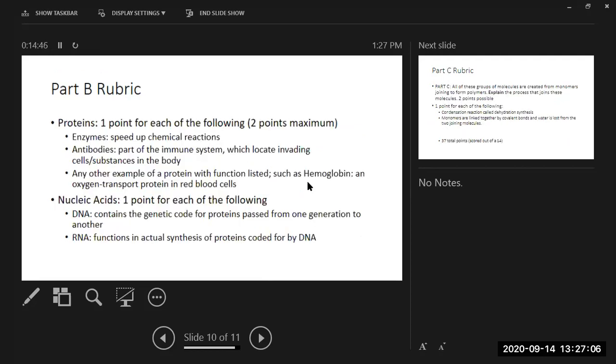Okay, let's move on to proteins. 1 point for each of the following. There's a lot of opportunities here. If you mention enzymes, they speed up chemical reactions. You got it. Antibodies. They're part of your immune system. They help identify foreign pathogens and they try to stop them from invading your body.